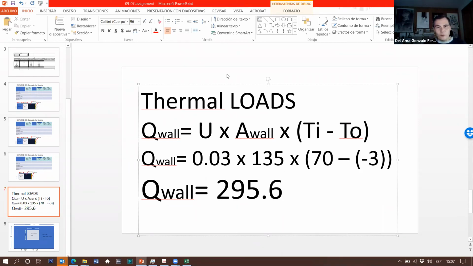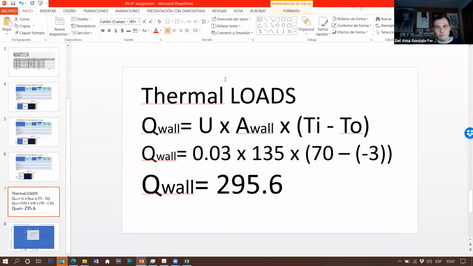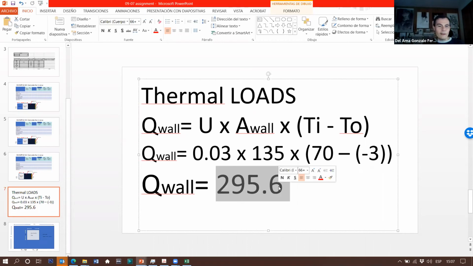So what do we have to do? We have to compensate for the heat that we are losing. And how do we compensate? With the heating system. Okay, so we need a heating system that at least, if we want to compensate the heat losses through the wall, we need at least provide that room with 295 watts. Okay, so units are important here.